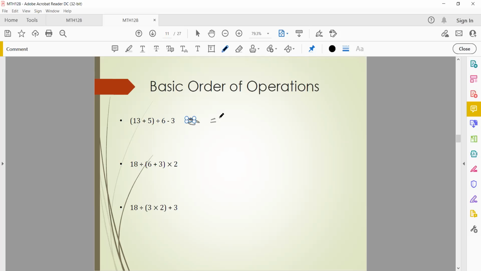Yeah, so anyways, for this one, let's do brackets first. 13 plus 5 is 18. And then I'll write the rest of it just to see what we have. So now we have 18 divided by 6 minus 3. So do the division part first. 18 divided by 6 is 3. And then you got 3 minus 3. So you get 0 for that part right there.